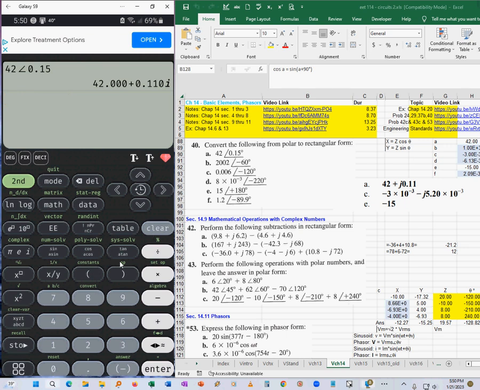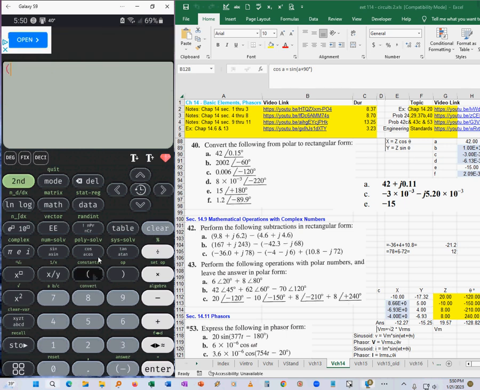Hit the parenthesis exactly like they have it: 9.8 plus J 6.2. Again, you don't have to put the times symbol. You can if you want to in this calculator, but you don't have to.